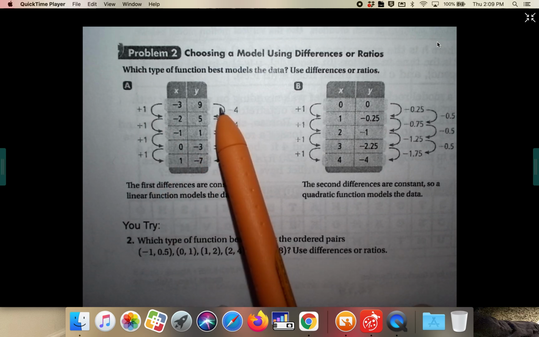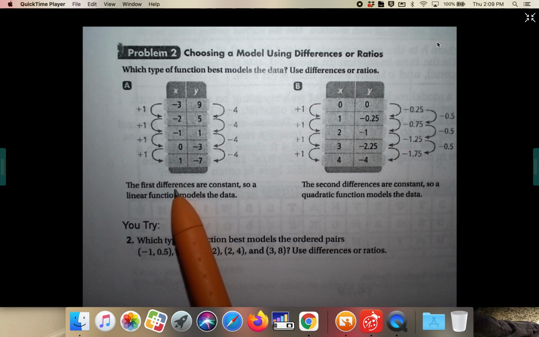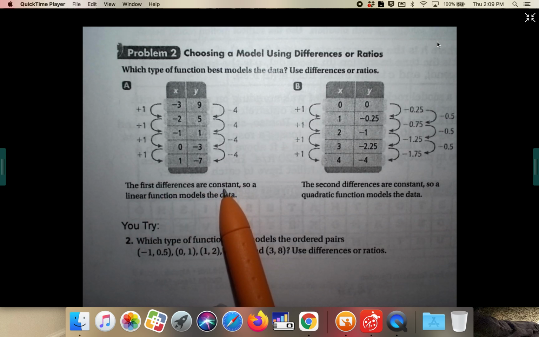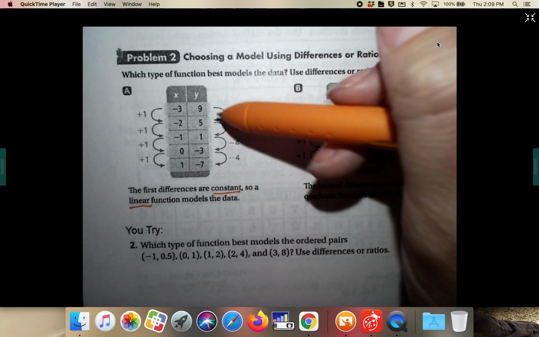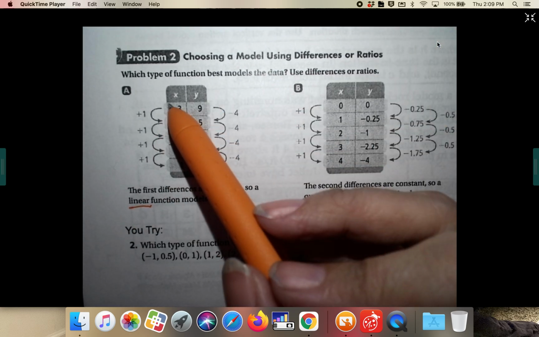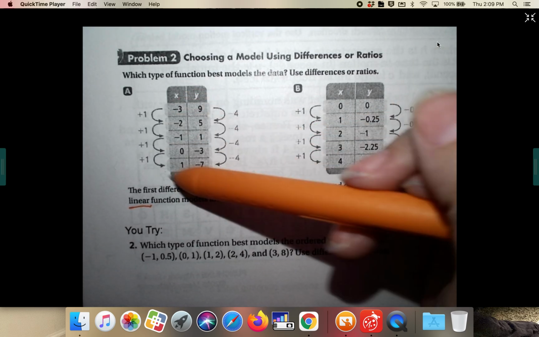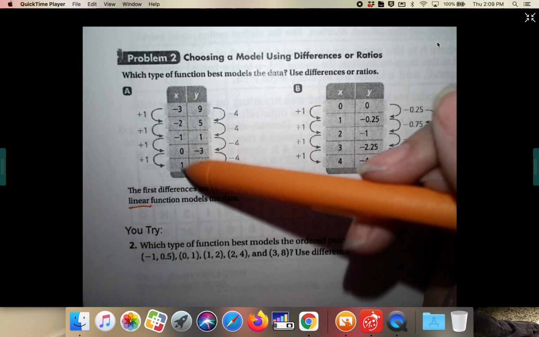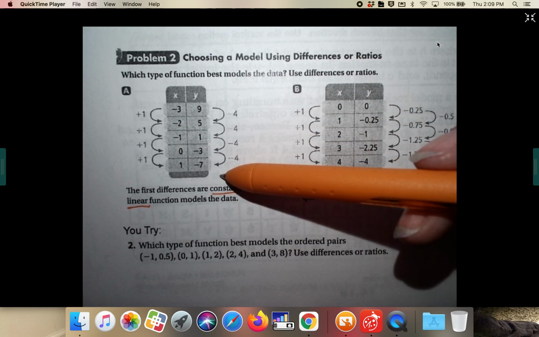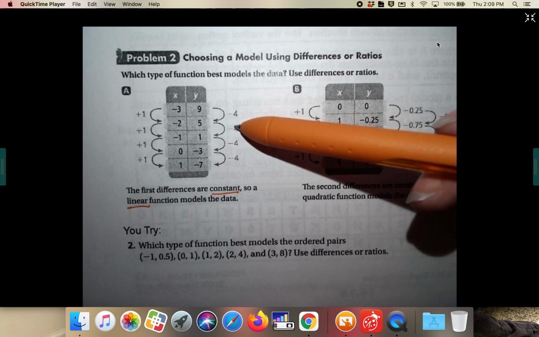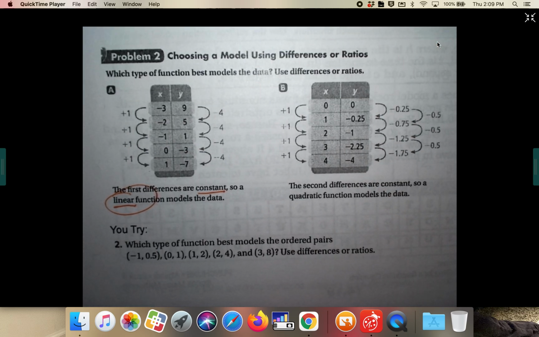So this is a pattern that is linear. The first distance, oh, it says right here, the first distances are constant. So if it is constant, it is linear. If it is -4 every time, and you don't really care about the plus ones because they're just choosing which axis to choose, and they just chose one apart from each other. So those don't really matter as much. We're really looking at what's happening on the y-axis. So it's constant. They're subtracting 4 every time. So this one is linear.